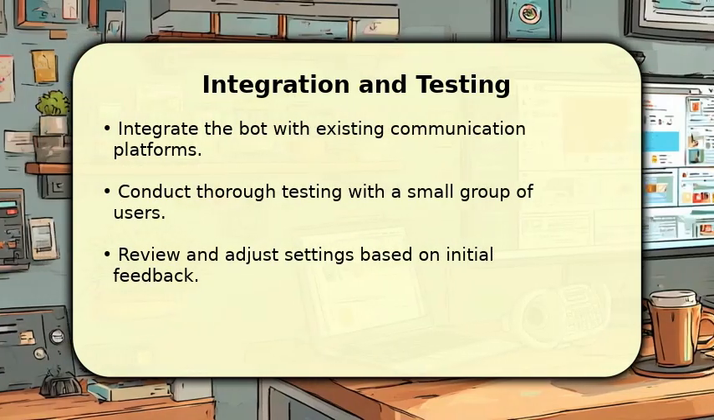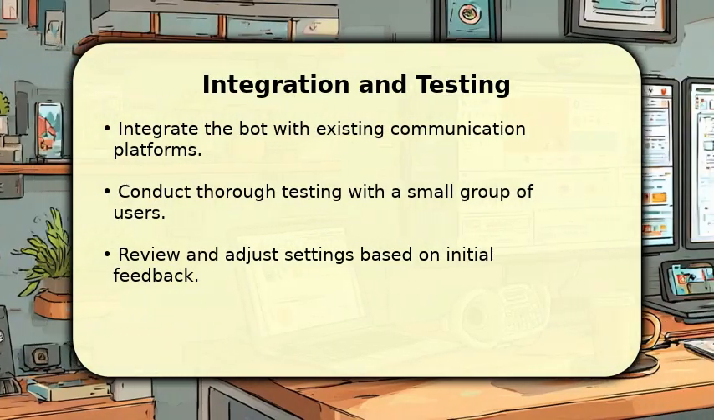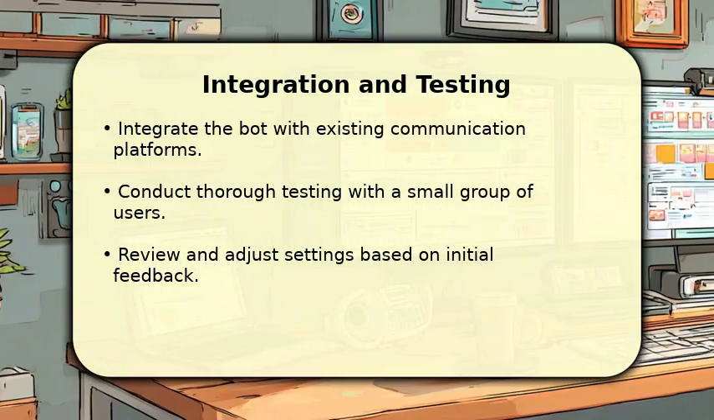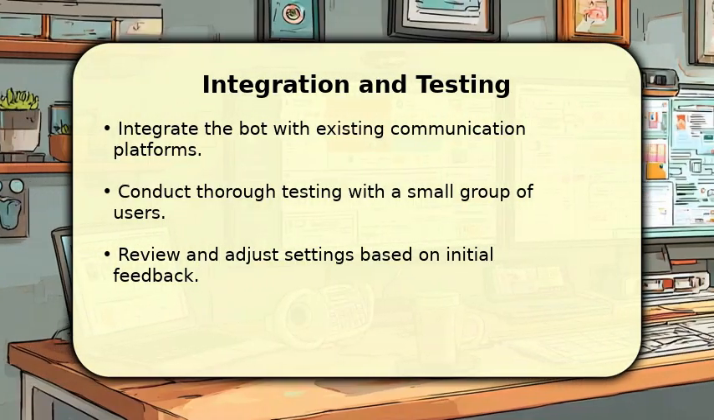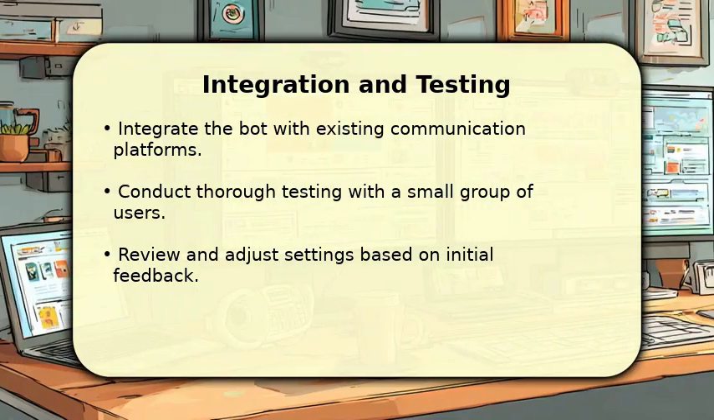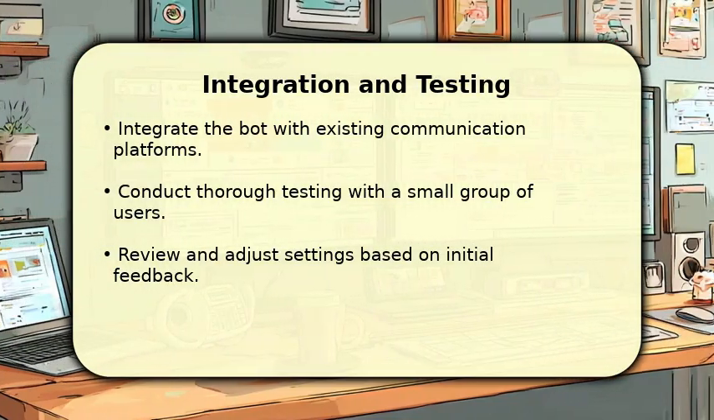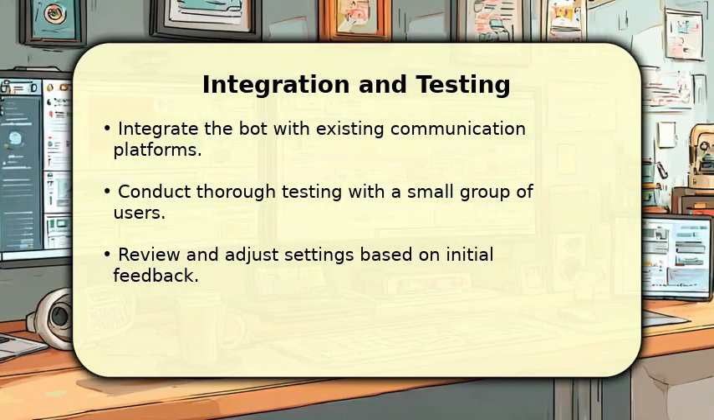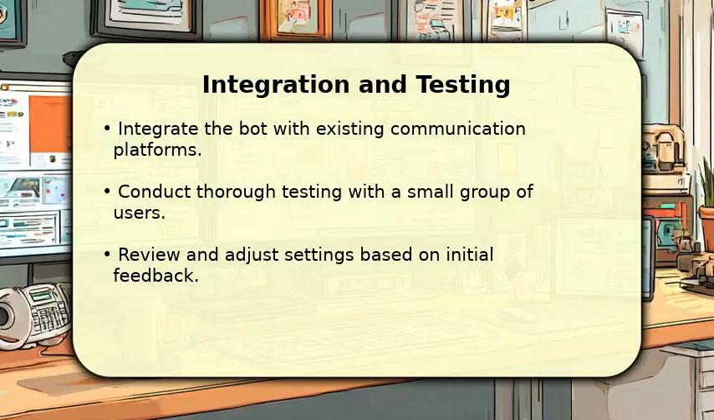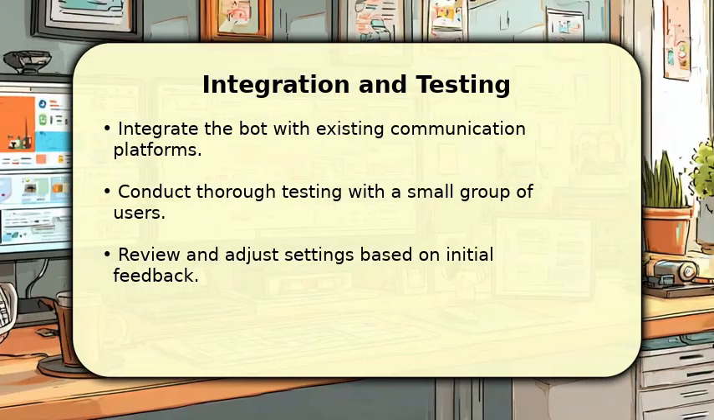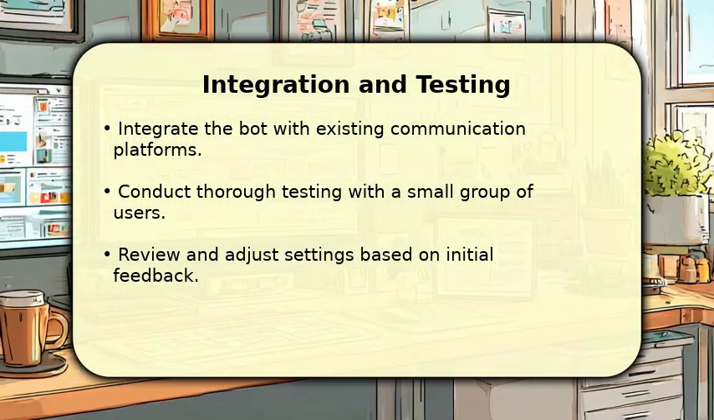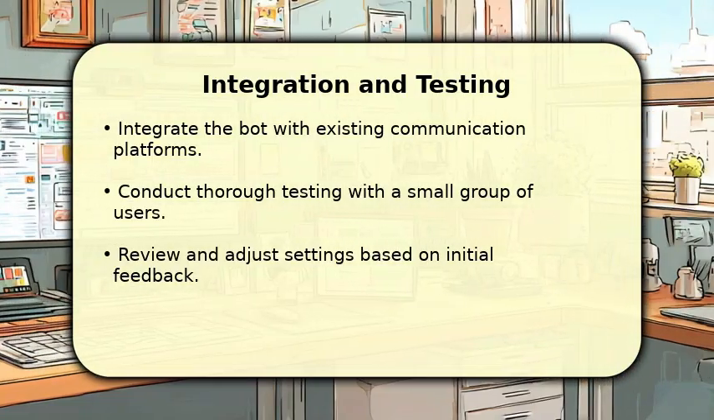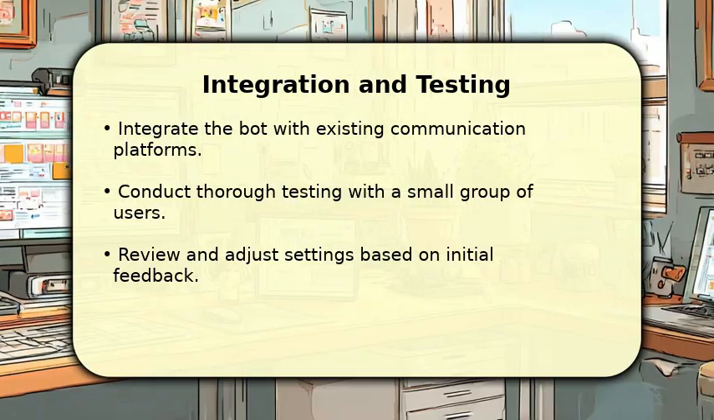Now, integrate your new bot with your existing communication platforms, like your team chat or HR system. This ensures seamless operation and accessibility for all users. Before a full rollout, conduct thorough testing with a small group, perhaps 5 to 10 pilot users, to identify any potential issues. Gather their feedback and make necessary adjustments to optimize performance and user experience, aiming for 99% reliability.